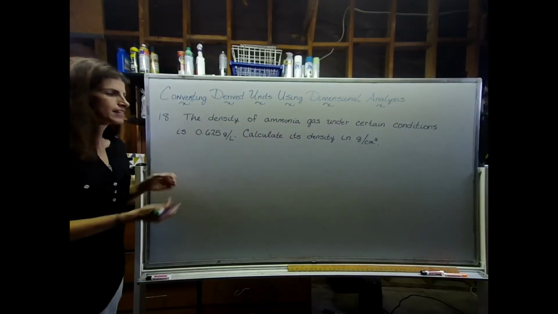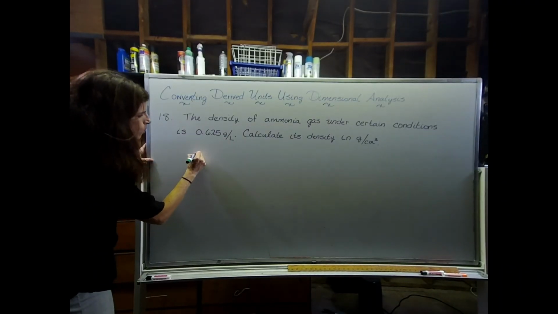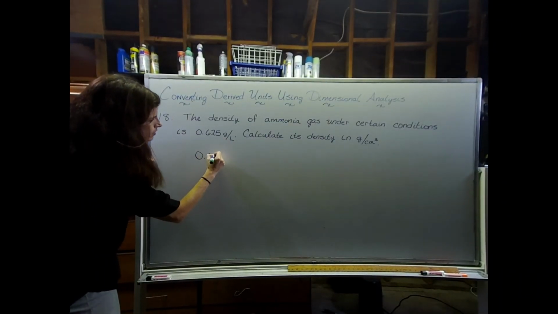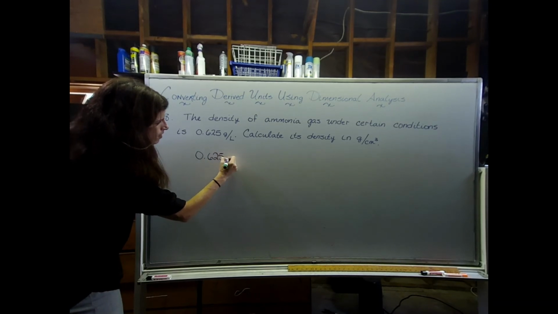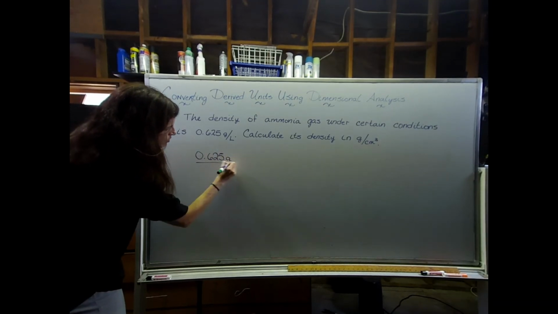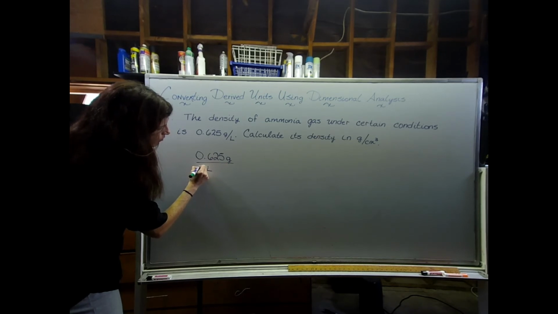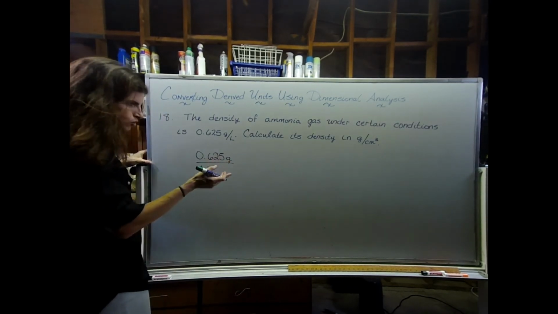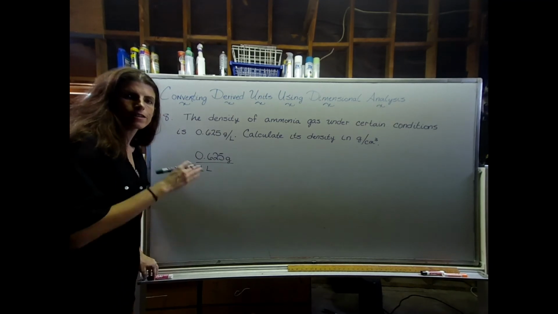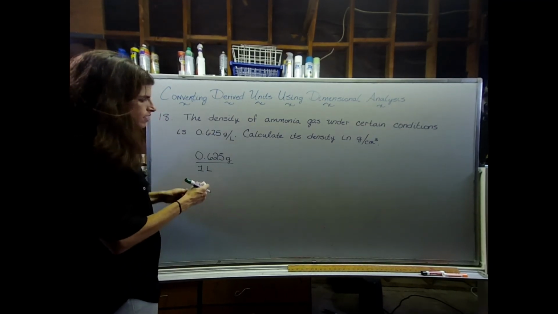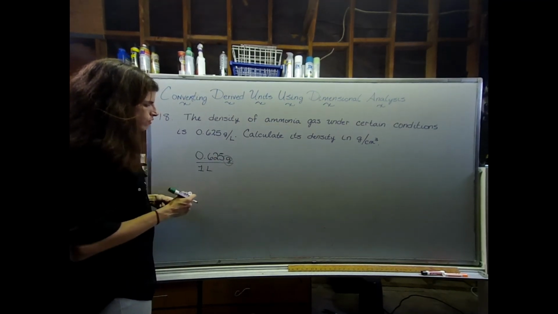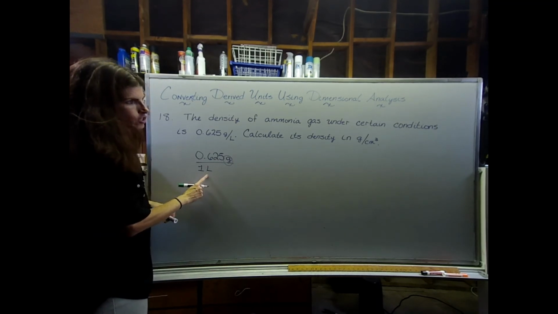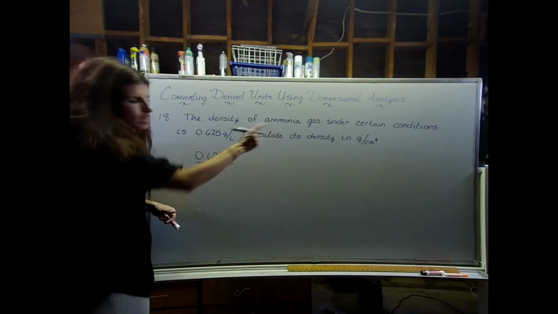Let's work on this density conversion. So we're going to start with 0.625 grams per liter. And we can even write 1 liter if it helps. Grams looks good to go because they asked us to convert to grams per cubic centimeter. So I'm going to circle this. I don't want to mess with the grams. I need to change the liters to centimeters cubed.